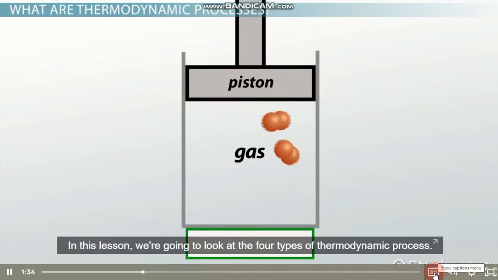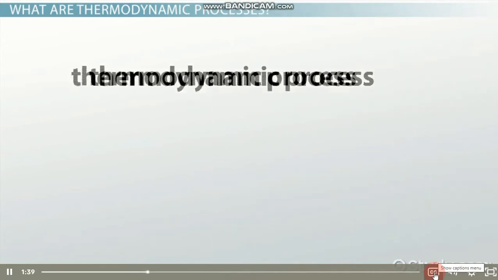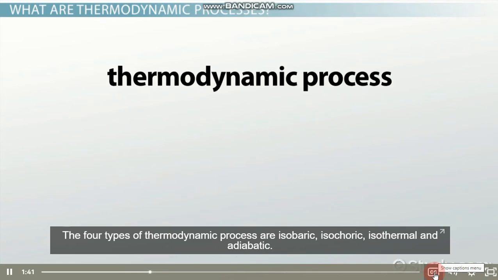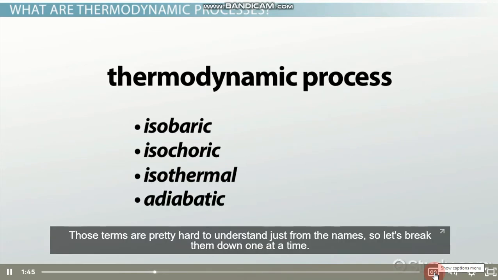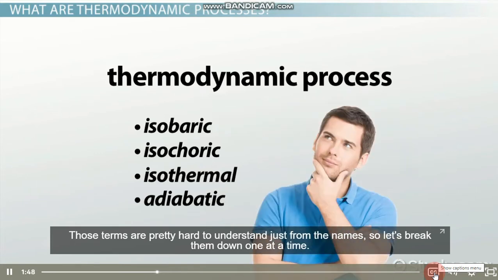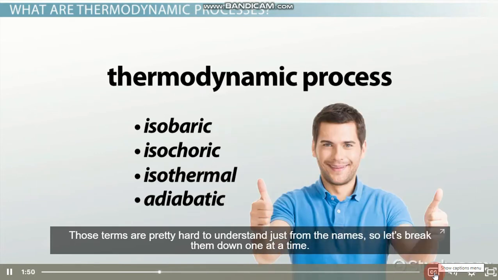In this lesson, we're going to look at the 4 types of thermodynamic processes. The 4 types of thermodynamic process are isobaric, isochoric, isothermal, and adiabatic. Those terms are pretty hard to understand just from the names, so let's break them down one at a time.